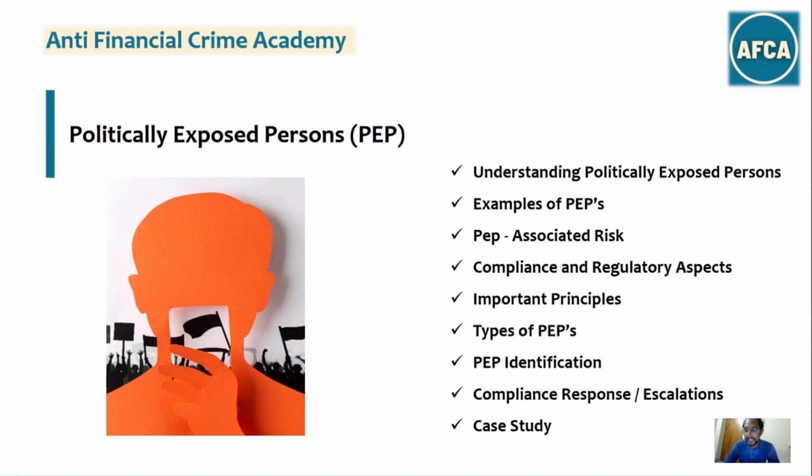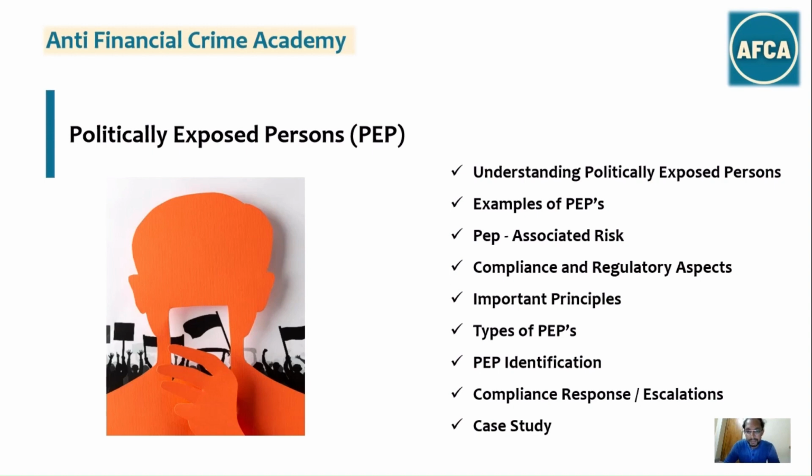What are we going to cover in this concept? To start with, we will define what politically exposed persons are, and we'll look at a lot of examples. Then we look at the risk associated with these persons, and then the regulatory and compliance aspect of this topic. Then there are two important principles that we should go through, and then we can look at the types of PEPs, different types of politically exposed persons.